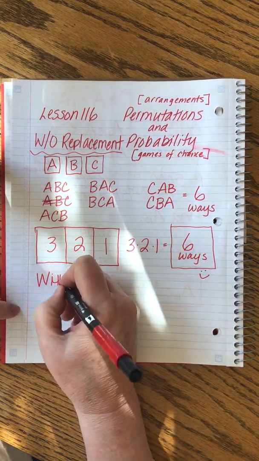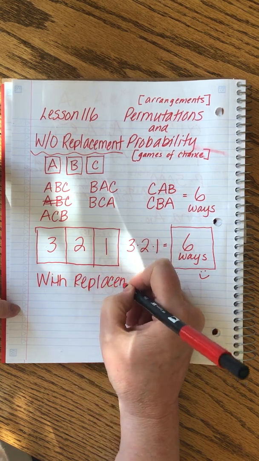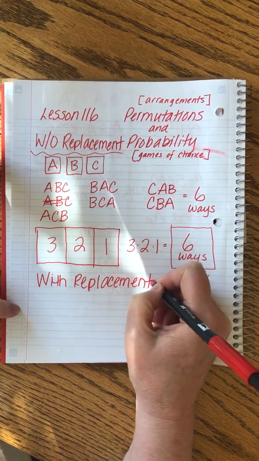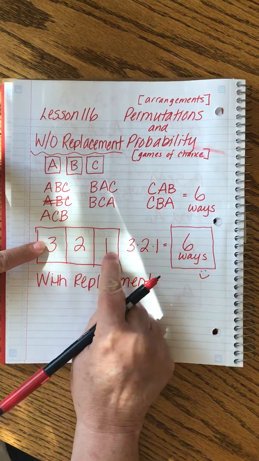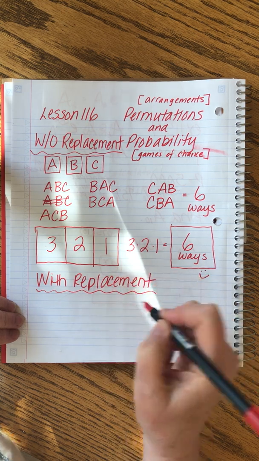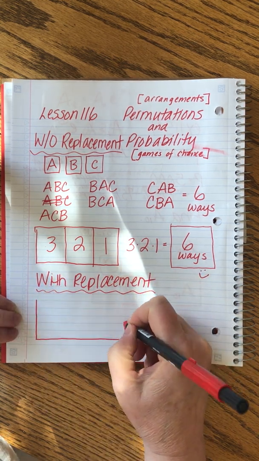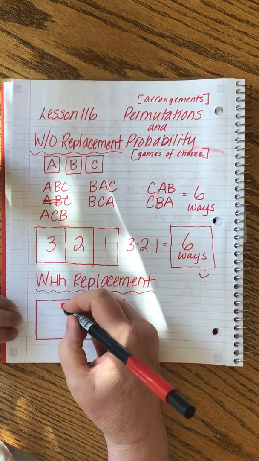We would call that with replacement. Because every time we take a tile and put it in our tray here, there's another one left behind. So this time, we have a lot more options.